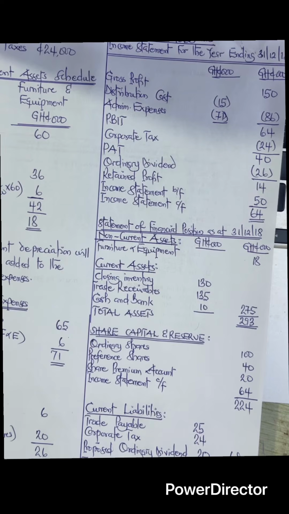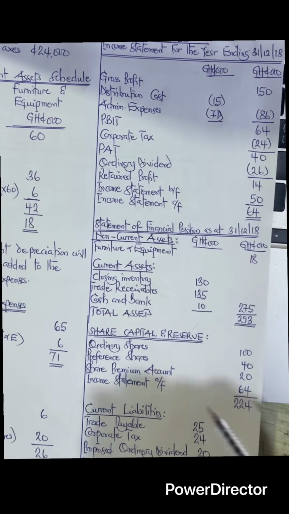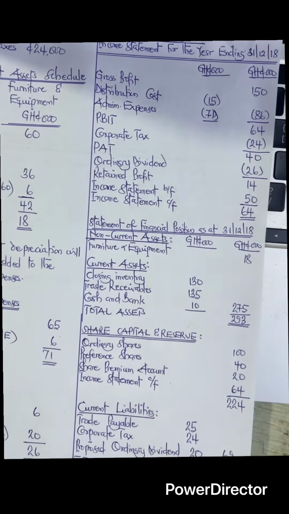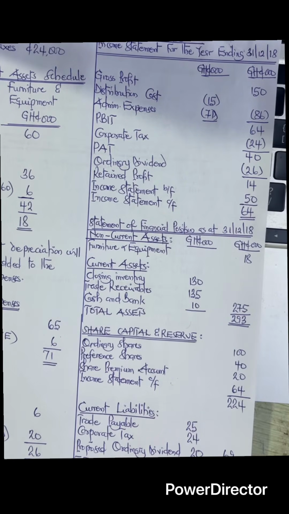Right after that, you come to the share capital and reserves. We have ordinary shares to be 100. We have preference shares to be 40. All these figures can be seen from the trial balance. Share premium account is 20. Then the only item that is not from the trial balance is the income statement carry forward. The 64 was taken from the income statement. That's the total profit we got since we started the business. So last year's was 50, this year is 14. When you add them, it will give you 64.